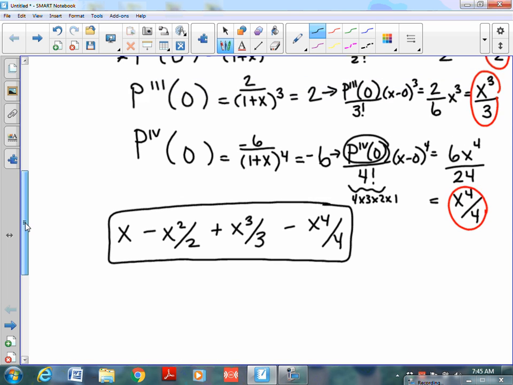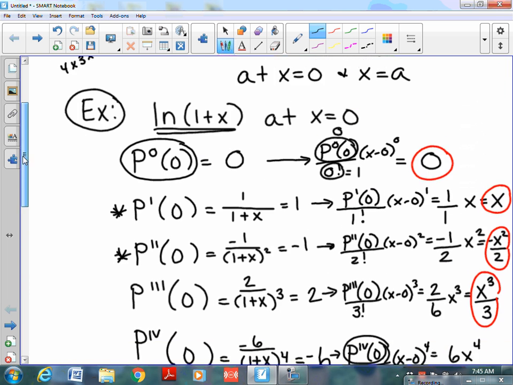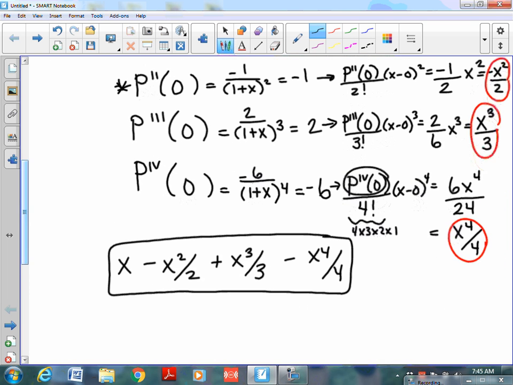Remember in the last chapter, what is this equal to? This is equal to the natural log of 1 plus x. I just took this and I expanded it out. If you look back at 10.1, they gave it to you. You didn't know how to make one of these. Okay, let's do one more.